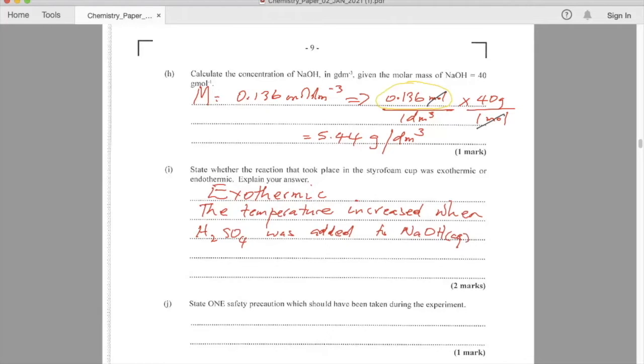And then not only that, that's a neutralization reaction. Neutralization reactions are exothermic reactions. They release heat energy. All right.